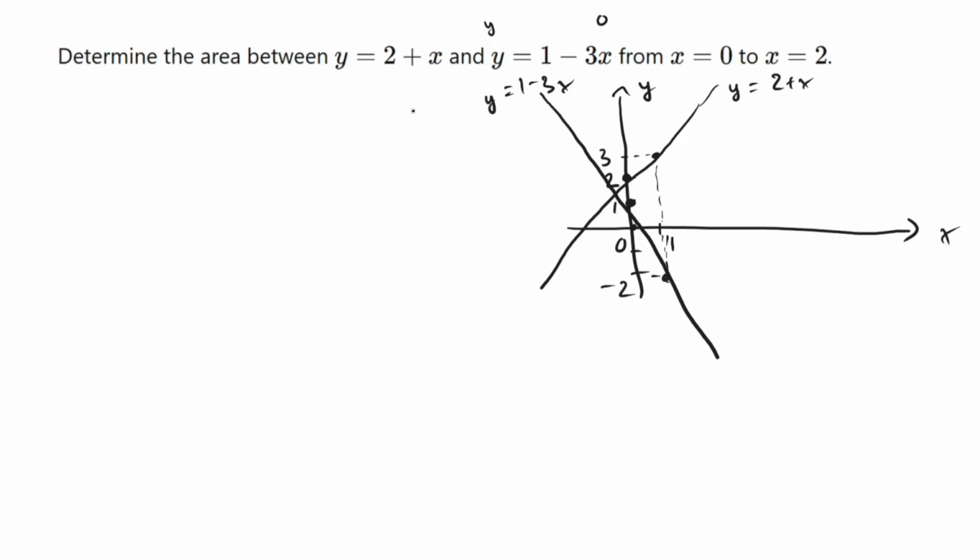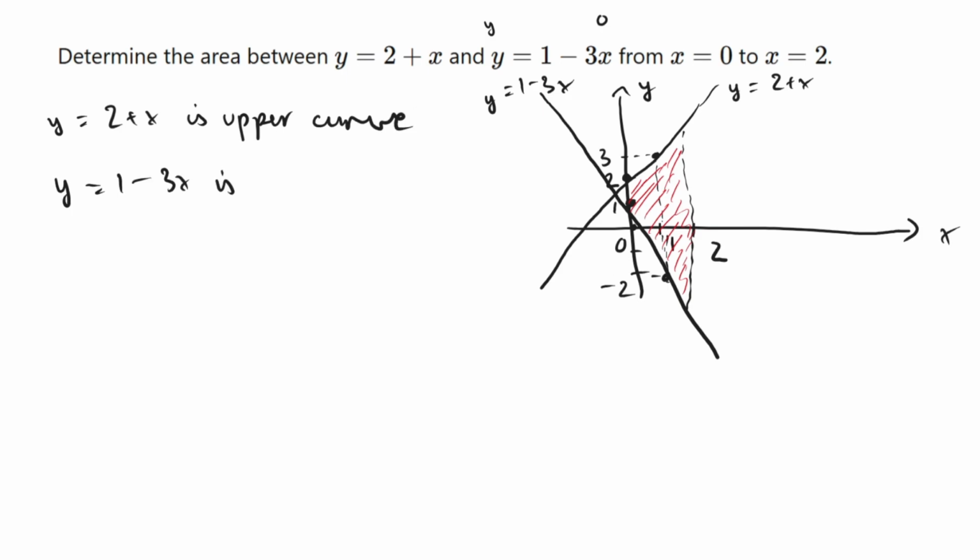So the question is, we have to find the area from x equals 0 to x equals 2. So this is x equals 2, and we have to find this area from 0 to 2. If you see, over the interval 0 to 2, y equals 2 plus x is the upper curve, and y equals 1 minus 3x is the lower curve.